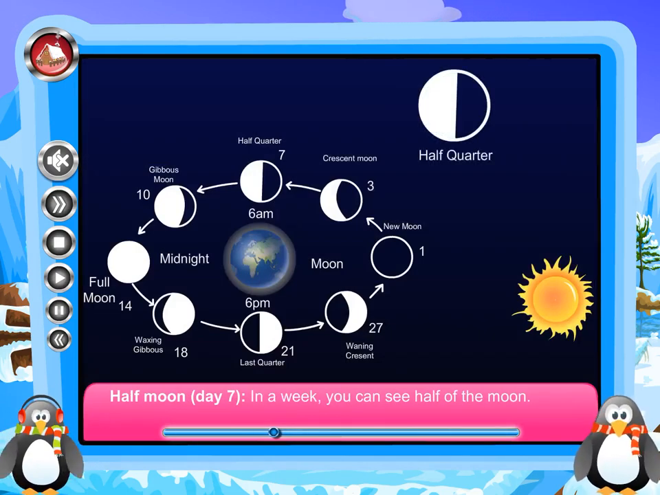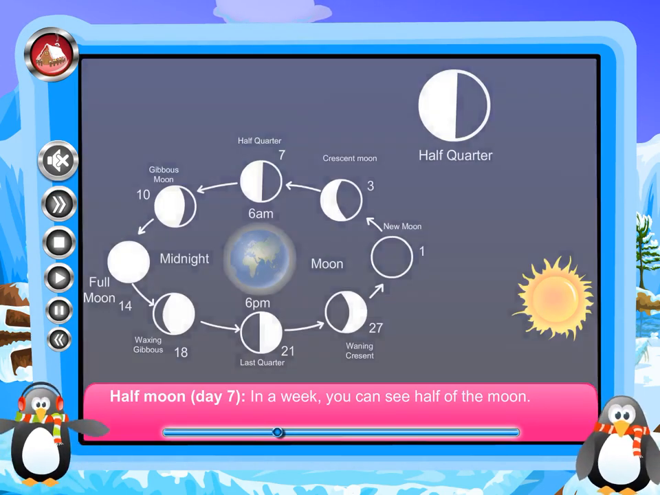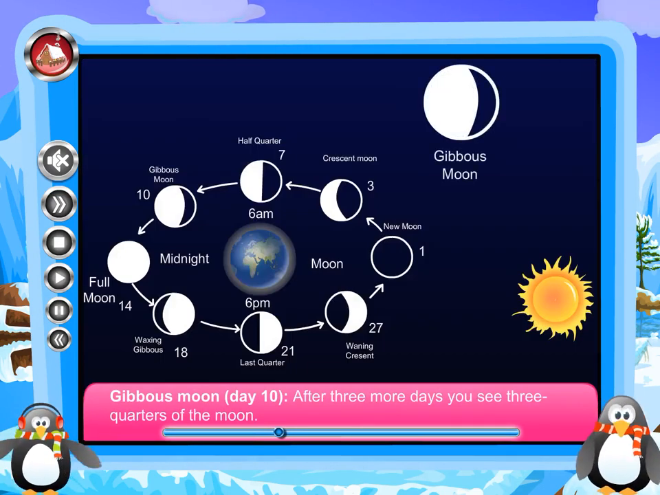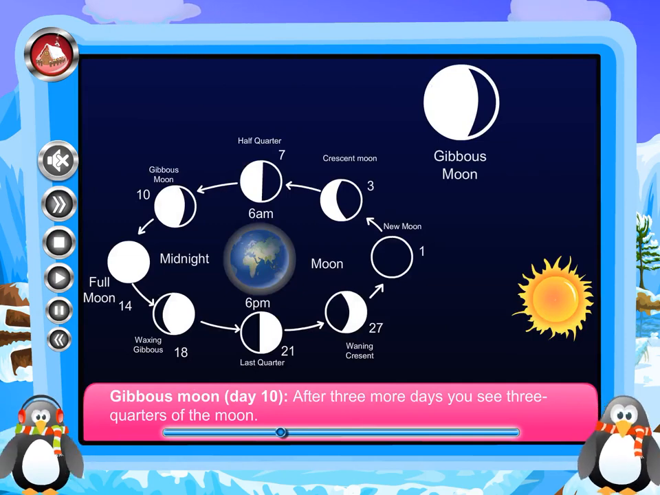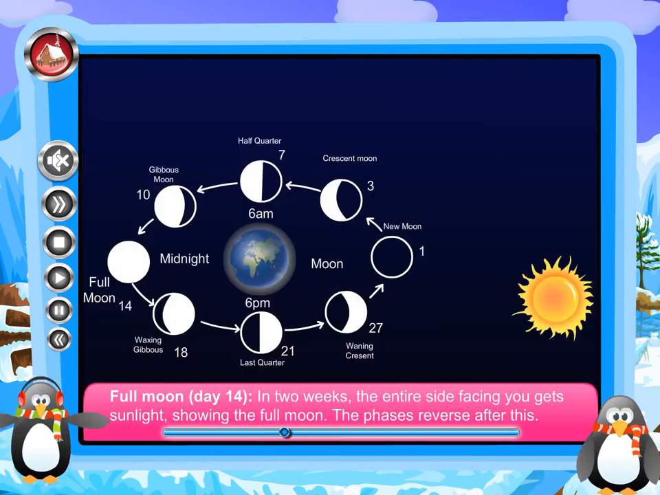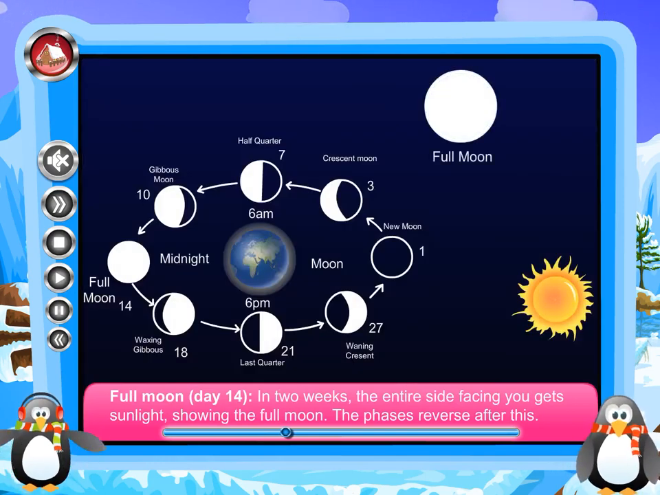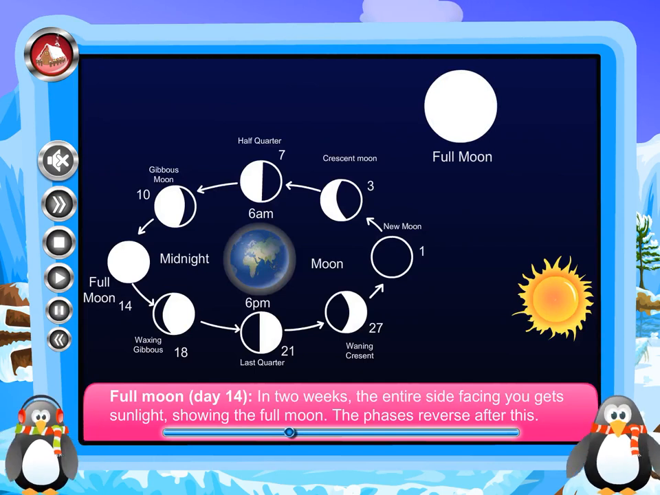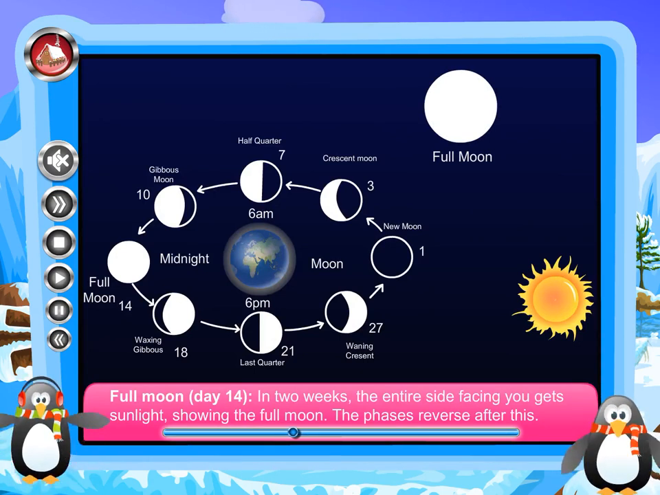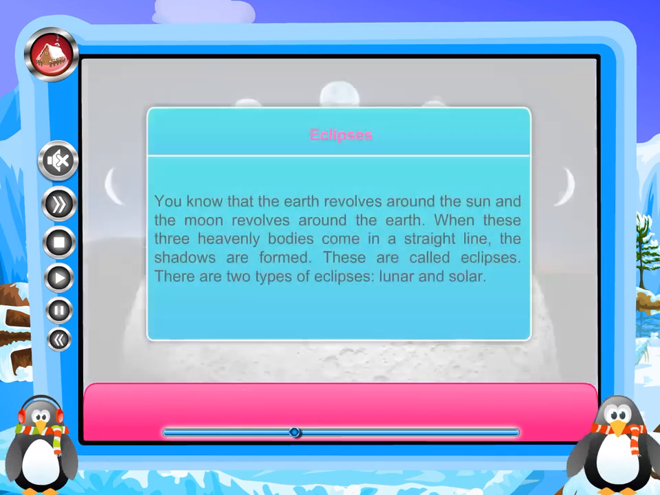Half Moon, Day 7. In a week, you can see half of the Moon. Gibbous Moon, Day 10. After 3 more days, you see 3/4 of the Moon. Full Moon, Day 14. In 2 weeks, the entire side facing you gets sunlight, showing the full Moon. The phases reverse after this.